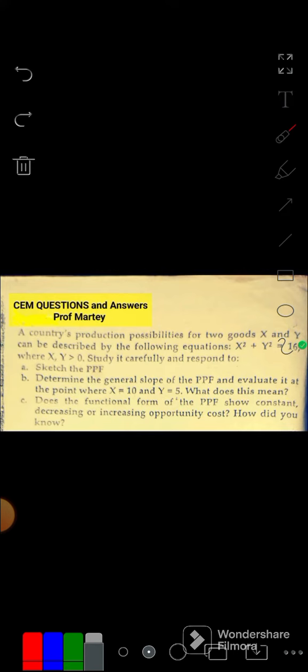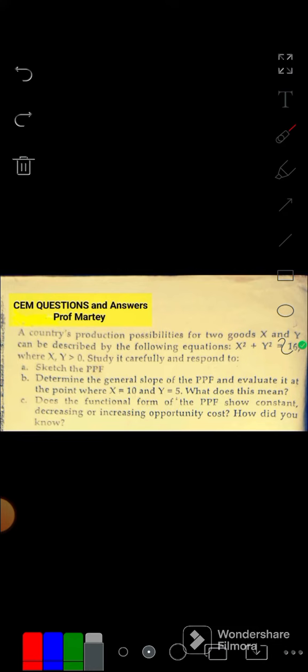Now, how do you sketch a PPF? Before you sketch a graph, you know PPF is a graphical representation of two goods that a country is able to produce using the available resources. The maximum of the two goods that a country is able to produce using the available resources per given period of time. So PPF is a graph. So for you to sketch a graph, first you need to know the intercepts of the variables in the equation.